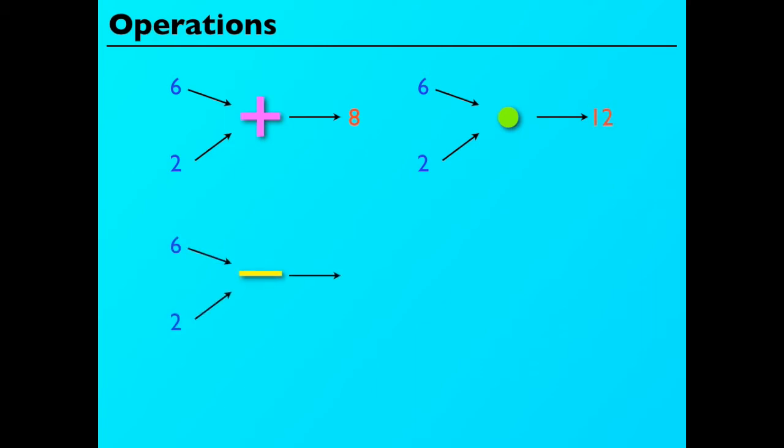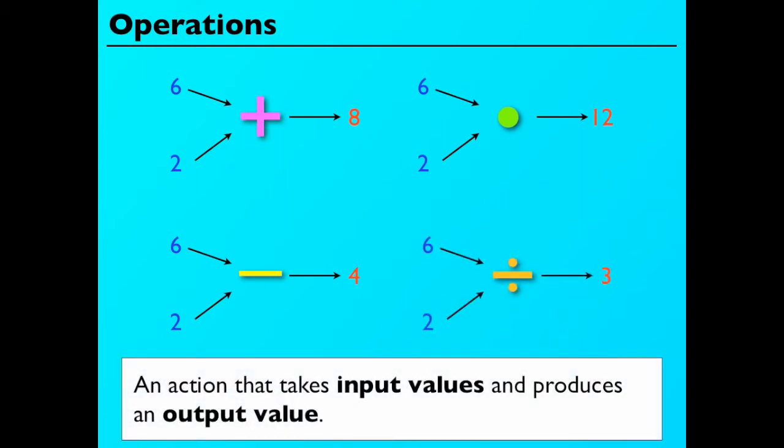In this lesson, we'll talk about order of operations, part 2. We already know some operations. We know the operation addition, 6 plus 2 equals 8. Multiplication, 6 times 2 is 12. Subtraction, 6 minus 2 is 4. And division, 6 divided by 2 is 3. So all an operation is an action that takes input values and produces output values.